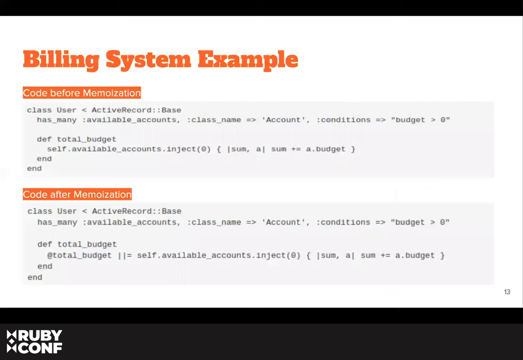So let's come back to the billing system example that I left in between, if you remember. This is the old code which I showed you earlier on the top, and the code below is the code after the improvement. Instead of equal, I added a variable total budget with the or equal sign.